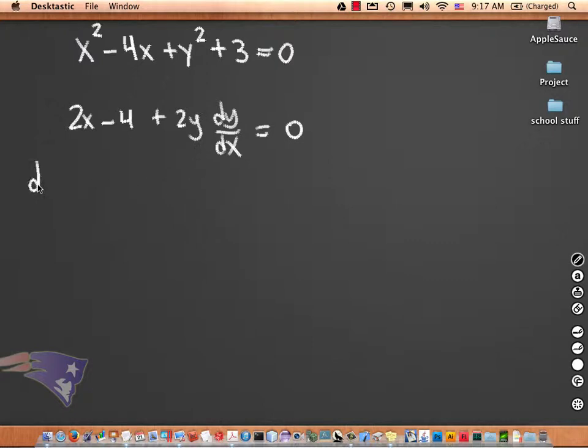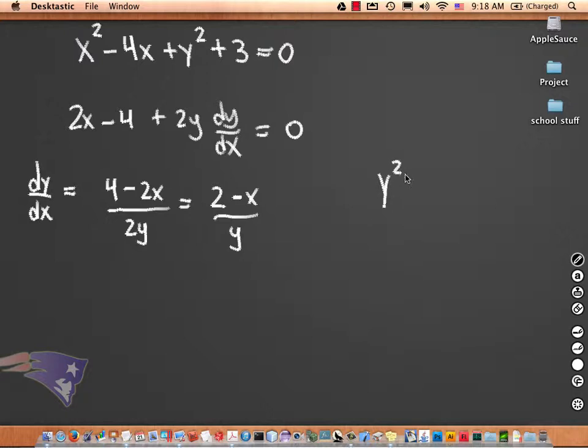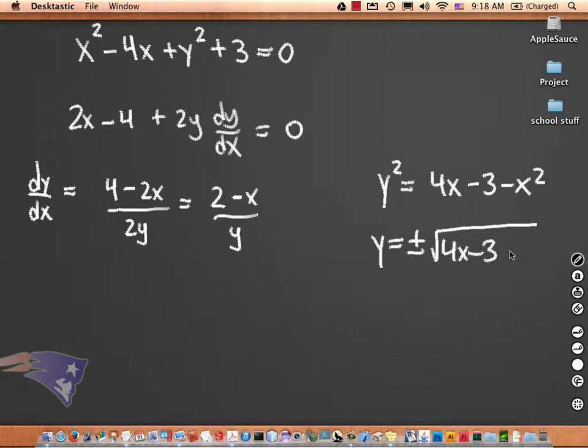Would you agree with me that dy dx equals 4 minus 2x all over 2y? I can divide out the 2's and just say 2 minus x over y, to make it a little bit simpler. And then we solve for y. So negative x squared plus 4x minus 3, take the square root of that. So 4x minus 3 minus x squared. The square root means that y equals plus and minus the square root of 4x minus 3 minus x squared.